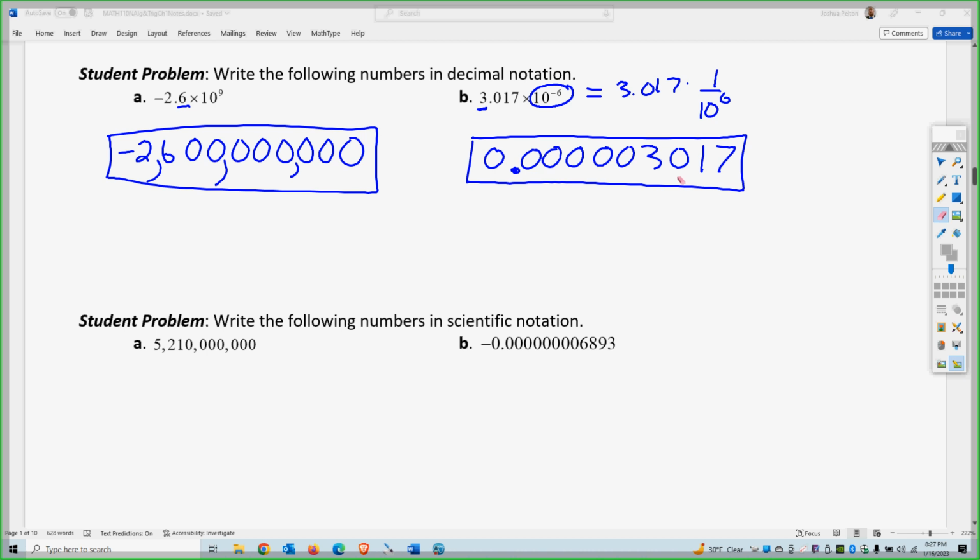All right. Next ones. Writing them in scientific notation.